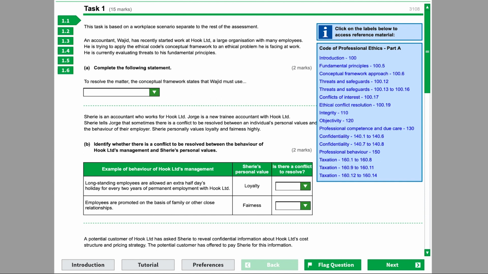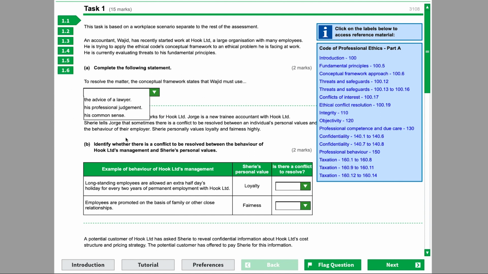An accountant, Wajid, has recently started work at Hook Limited, a large organisation with many employees. He's trying to apply the ethical code's conceptual framework to an ethical problem he's facing at work. He's currently evaluating threats to his fundamental principles. Part A then, complete the following statement. To resolve the matter, the conceptual framework states that Wajid must use, and then we have some options. So we have 3 on offer.